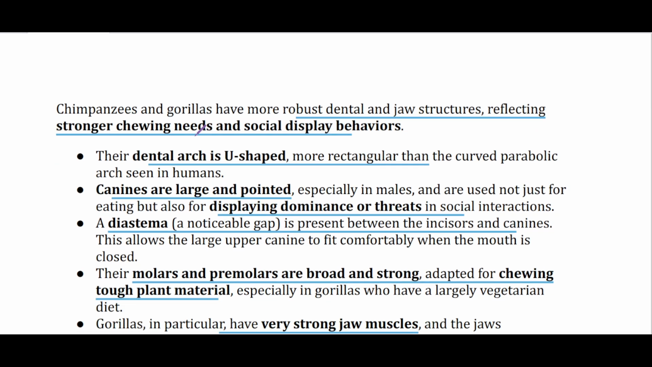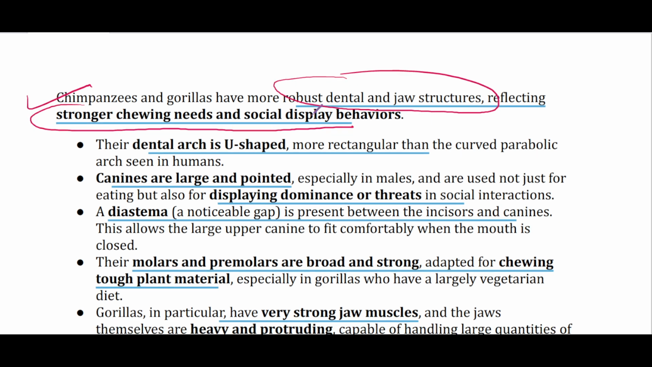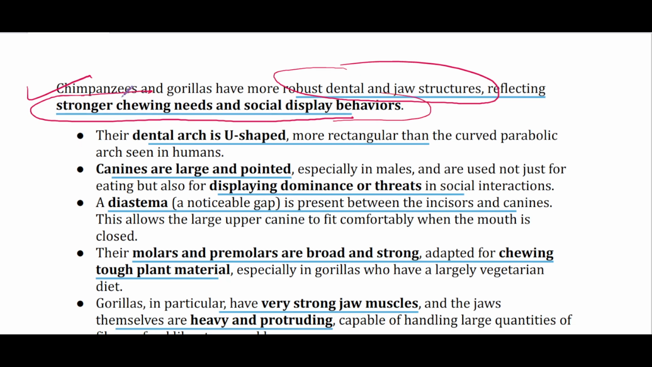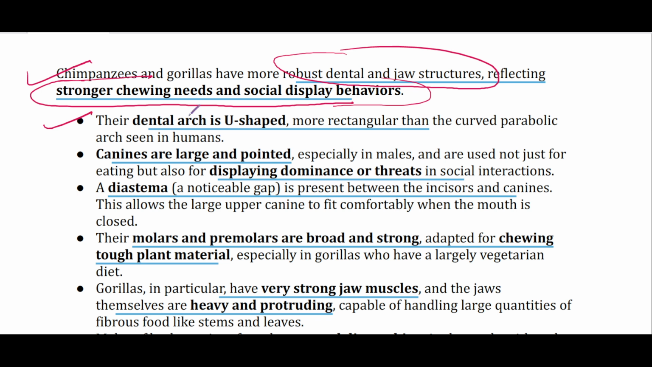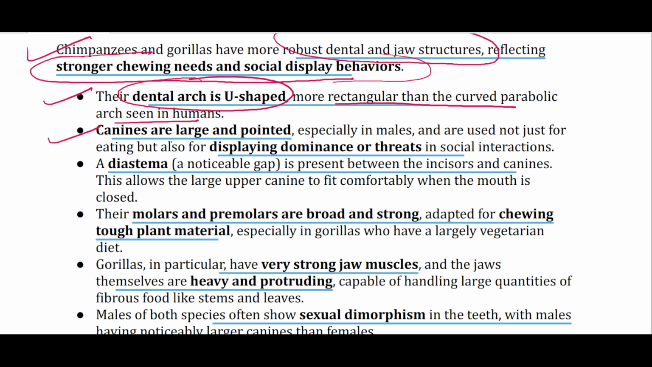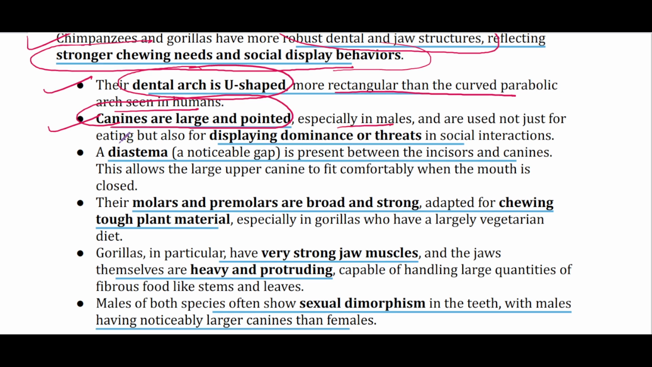Now chimpanzees. So chimpanzees and gorillas have robust dental and jaw structure, which reflects strong chewing needs and social display behavior. First, the dental arch is U-shaped, which is more rectangular than the parabolic arch seen in humans. Then they have large and pointed canines, especially in males. And as I just told you, first is eating, but along with that, display, dominance and threats in social interaction.